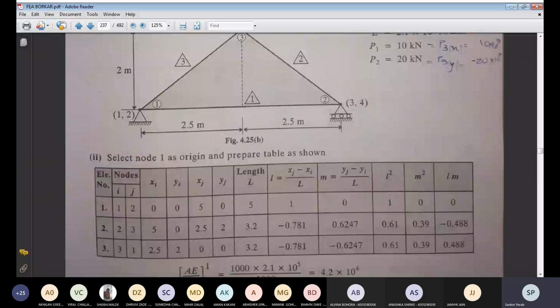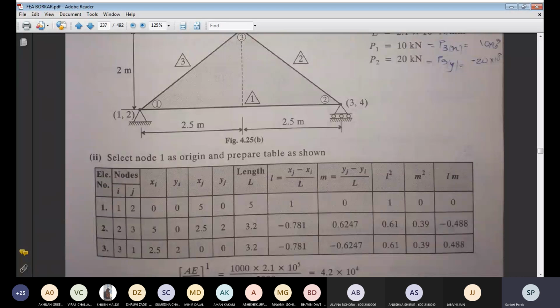So xi becomes 2.5, that is nothing but the third node coordinate, and the first node we already know is the origin, therefore it is 0 comma 0. Again, if we use the formula root over xj minus xi the whole square plus yj minus yi the whole square, I am getting the length as 3.2. And because the difference of xj and xi is coming the same, L is minus 0.782.